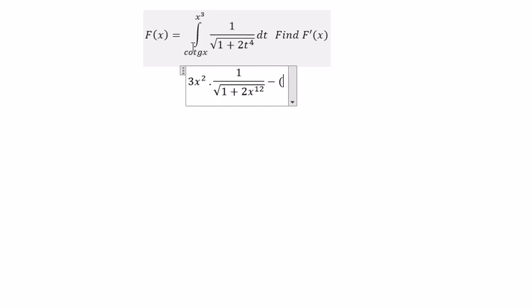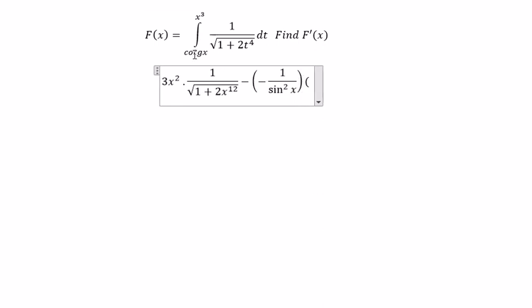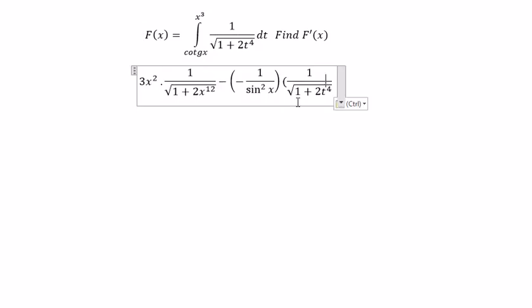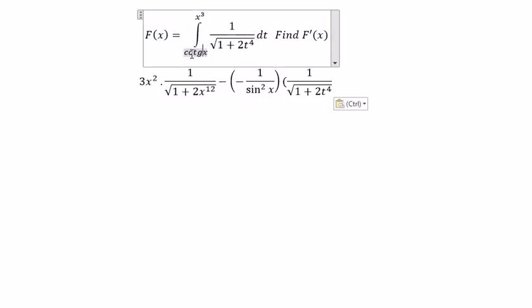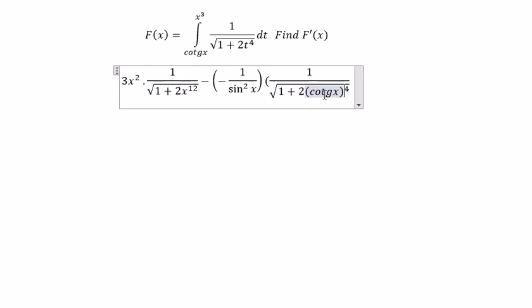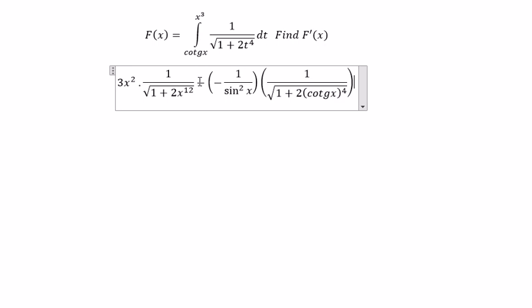First, the derivative of cot x, you get negative 1 over sine squared x. Later, we put cot x into t. So we have negative, negative, we get positive.